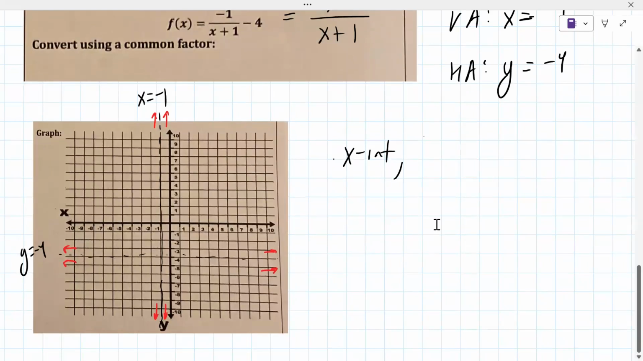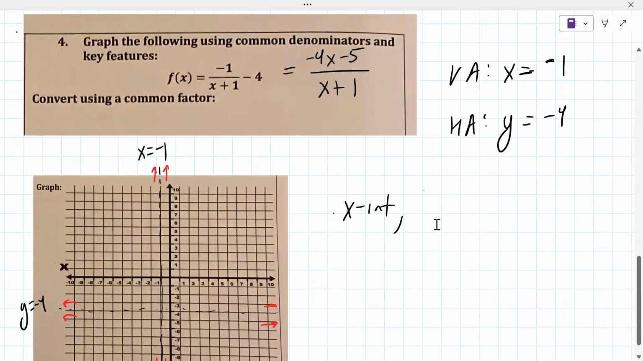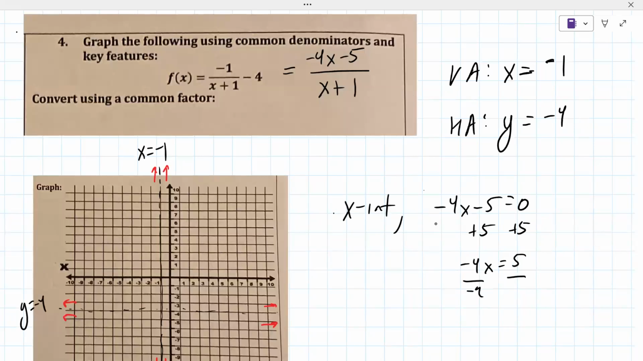Okay, x equals 5/4, which is one and a half, correct? Nope, nope. Sign error. Minus 4x minus 5 equals 0, minus 4 divided by minus... Oh, 5 over minus 4? Or -5/4.